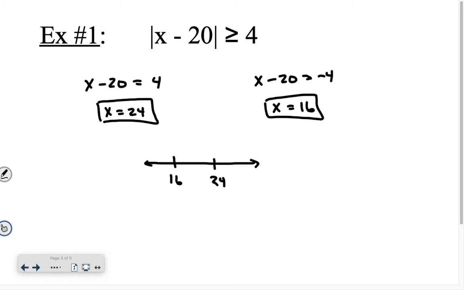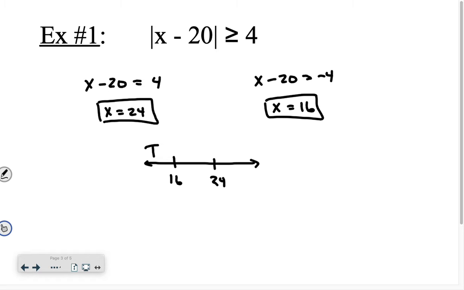So we're going to test it. We'll just plug it right back into the original. Any value you can pick. Let's say I pick 10. I plug it in. 10 minus 20 is negative 10. Absolute value of that is 10. Is 10 greater than or equal to 4? Yep. I'm going to put a little T right here. True. That's going to be part of my answer. Any value that's less than 16 will form a true statement when you plug it back in. Doesn't matter whether I pick 15 or negative 50, anything will work.